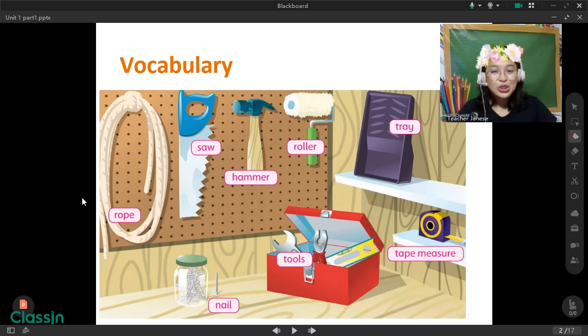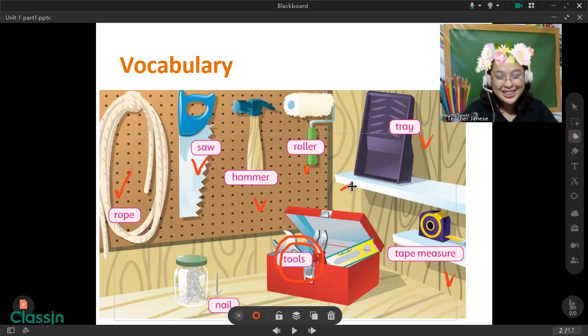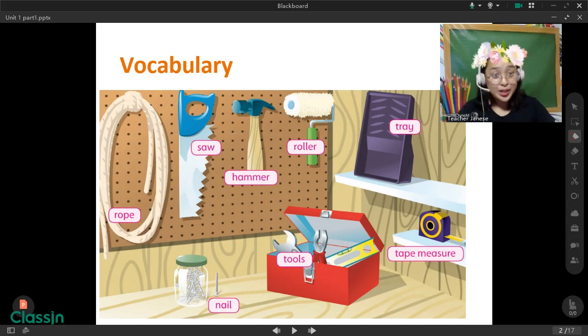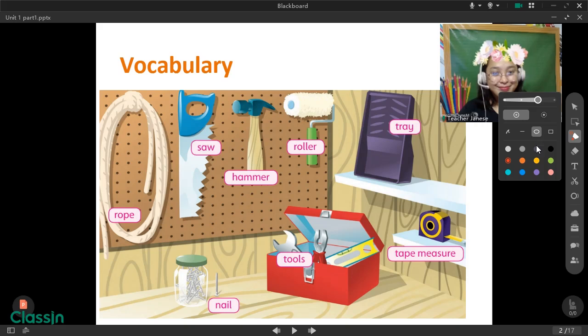Yes. Okay. So rope, saw, hammer, roller, tray, nails, and tape measure. They are all what we call, yes, tools. Let's say tools. Yes, that's great. So let's read again.